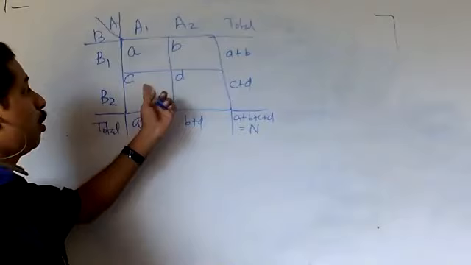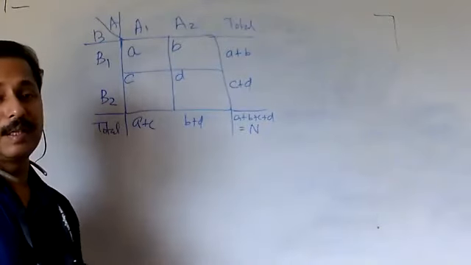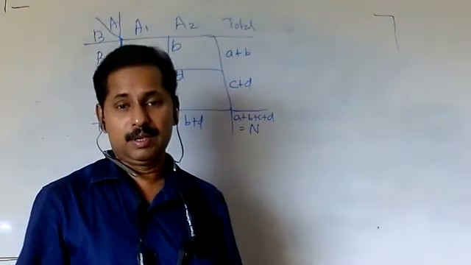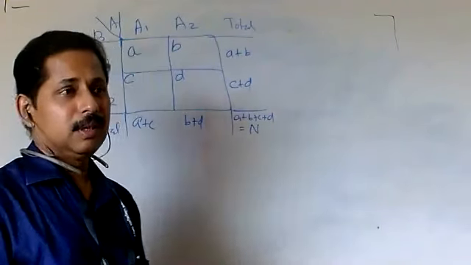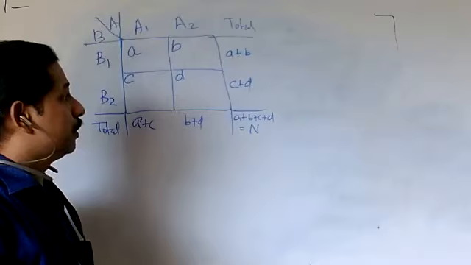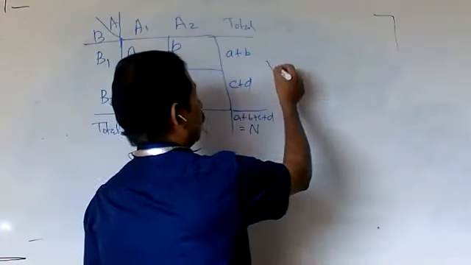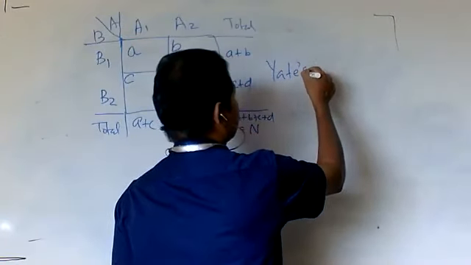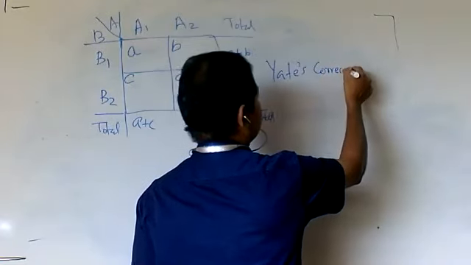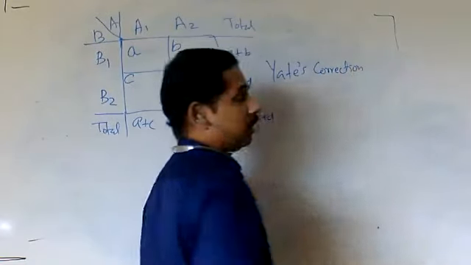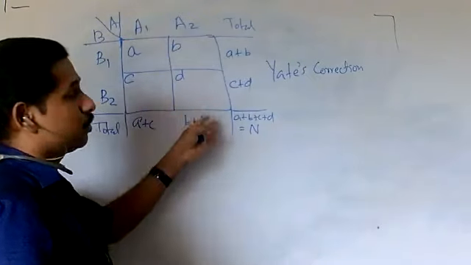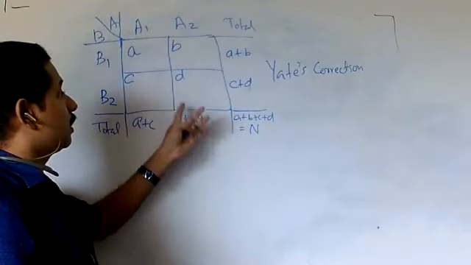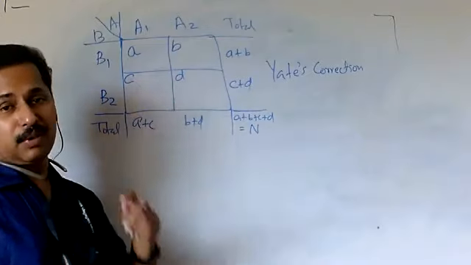We check whether the observations in each cell are greater than or equal to 5. If in any cell the observations are less than 5, we use Yates correction. There is a technique called Yates correction, that I will explain later. Using Yates correction, we can use this chi-square test even if the cells contain fewer than 5 observations.